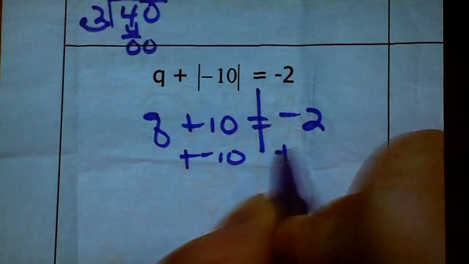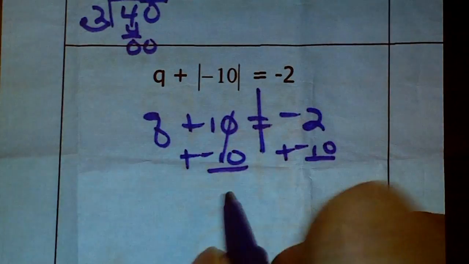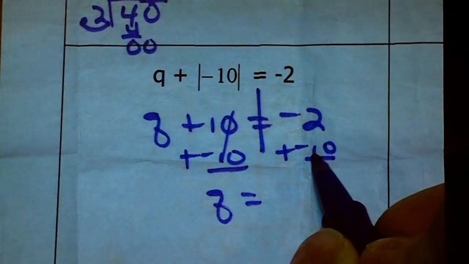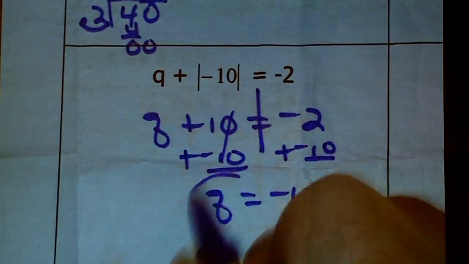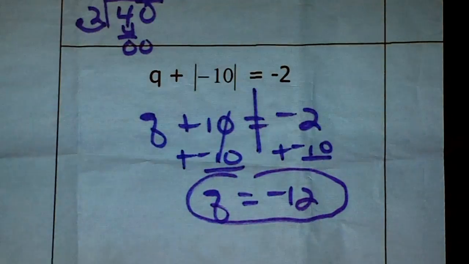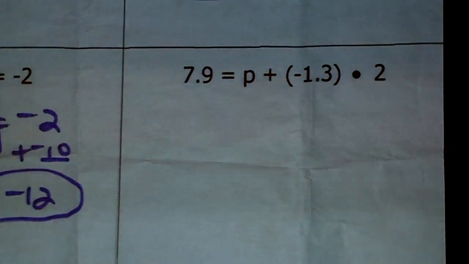So I'm going to add a negative 10, or subtract 10 if that's what your little heart desires. And negative 2 plus negative 10 gives me negative 12. And you are done with that one.